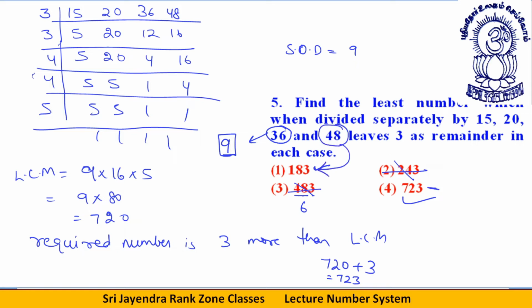48 does not divide this number. 48 does not divide 180. Had 180 been divisible by 48, then 180 plus 3 could have been our answer, but this was easily rejected also. Okay.